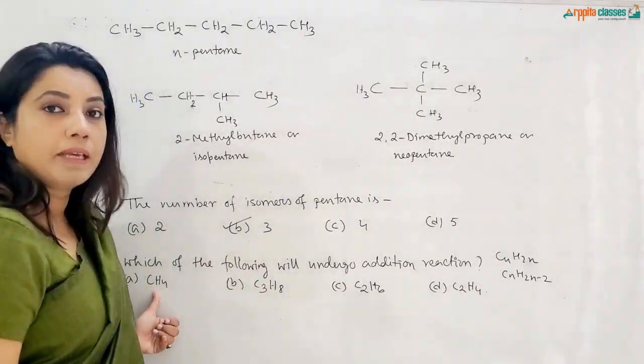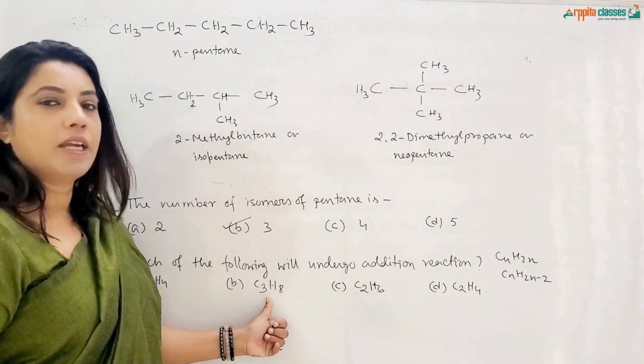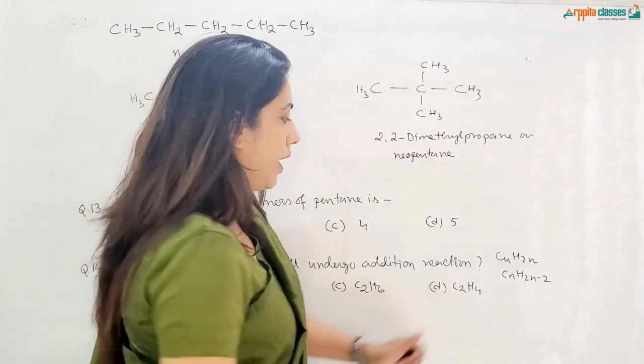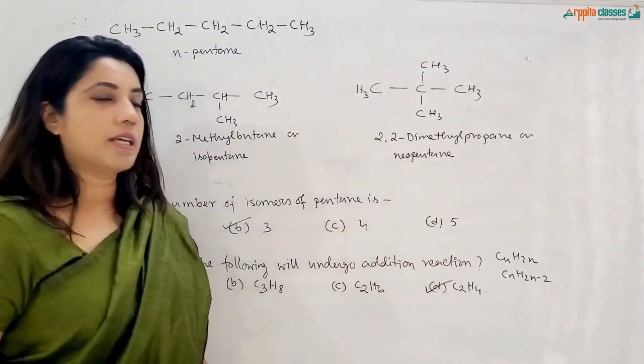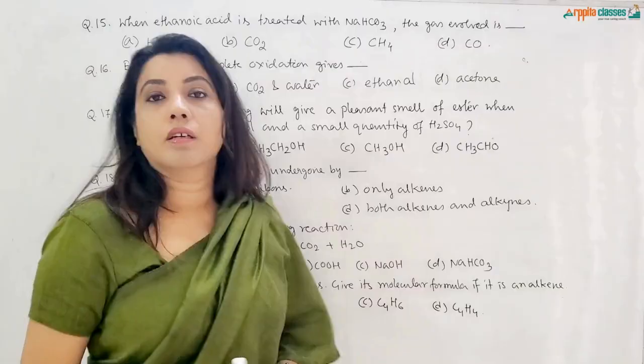So CH4 is methane, it is an alkane, so it will go for substitution reaction. C3H8 is propane. C2H6 is ethane. C2H4 is ethene. So C2H4 has a double bond, it is an unsaturated hydrocarbon, and it will go for addition reaction.